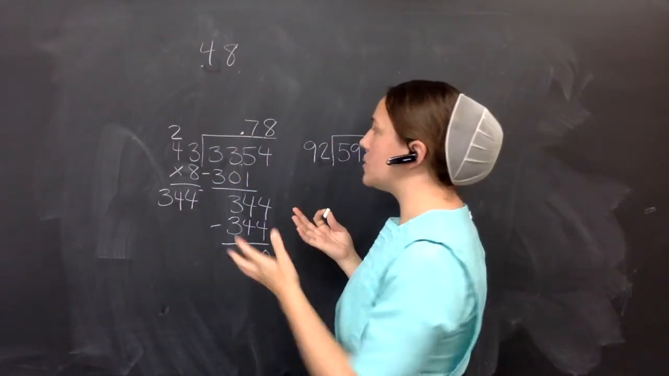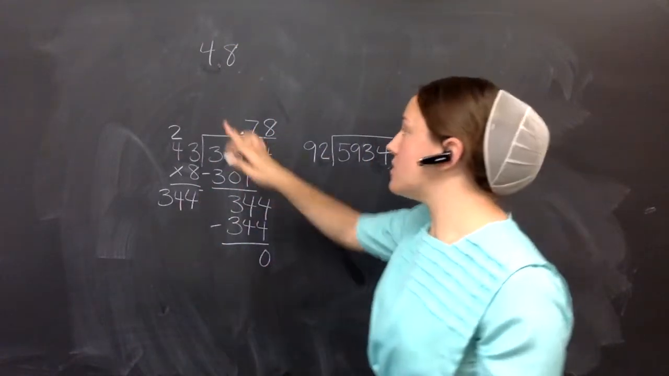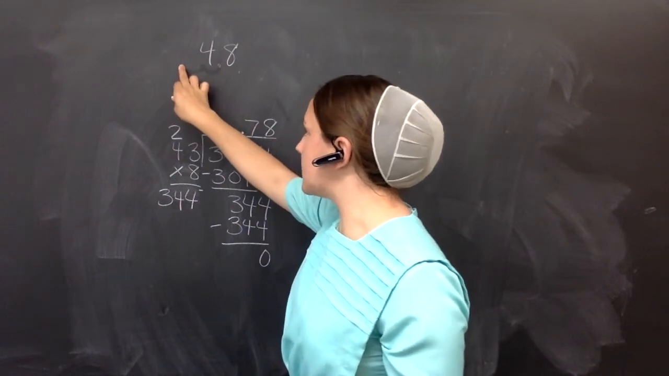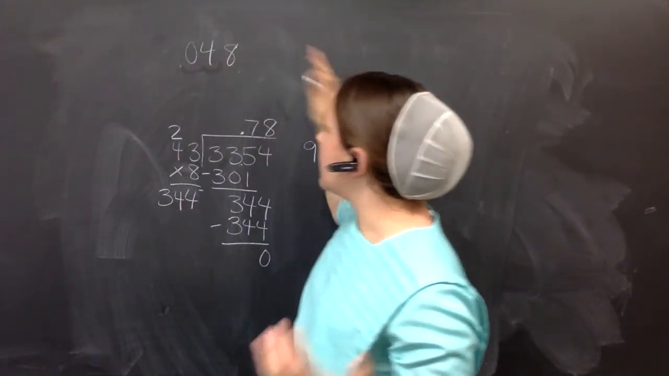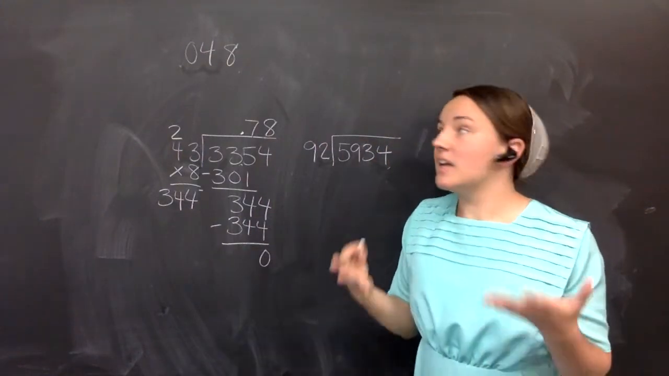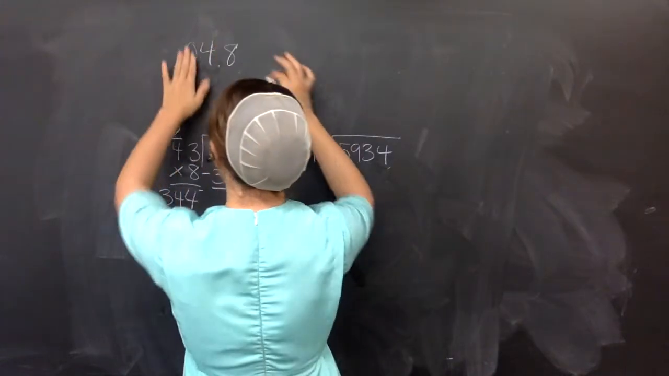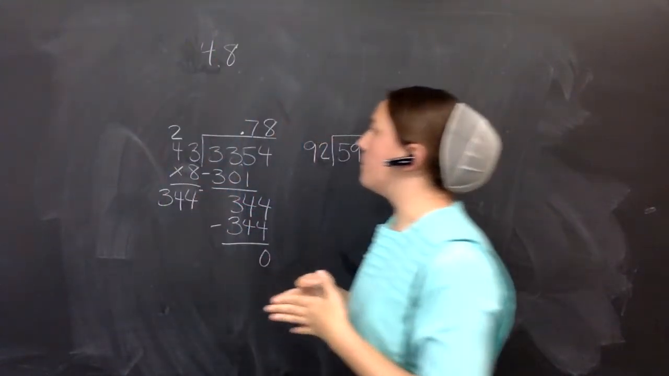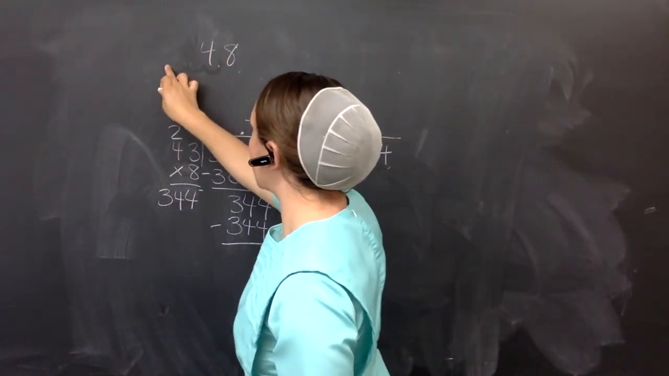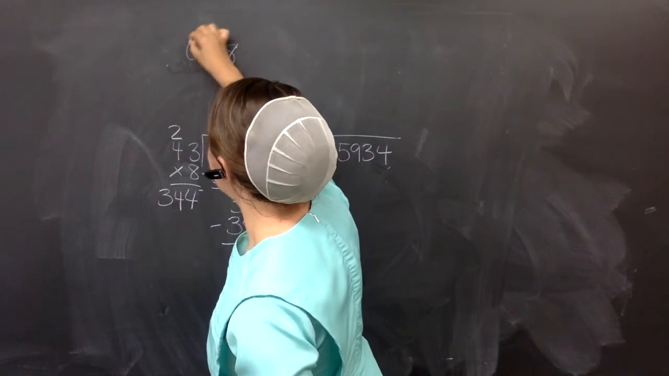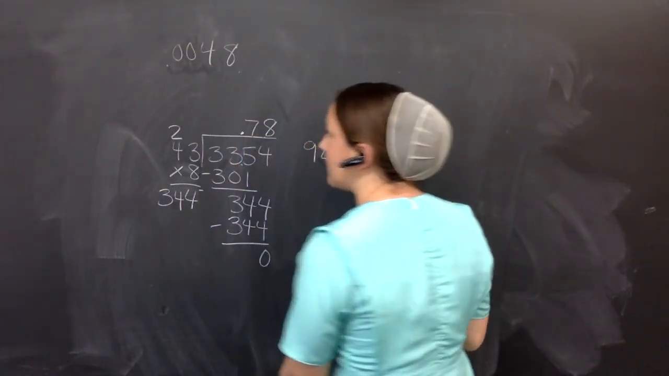Now, what if we want to divide 4.8 by 100? Then we have to move our decimal point 2 places. So it's all the way over here, which means we have to have another 0 in here. Now our answer would be 0.048. Okay? Now, if we would want to divide by 1,000, we would have to move our decimal point 3 places. And that means we have to put 2 zeros in here for these 2 places. And our answer would be 0.0048.